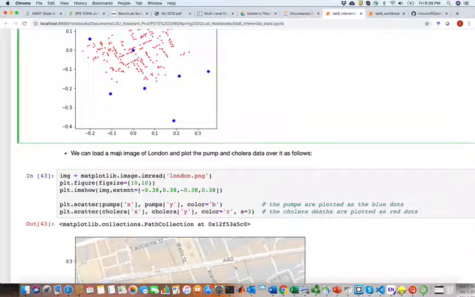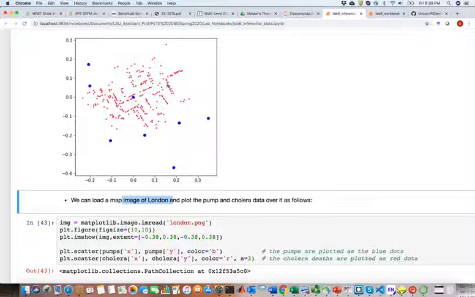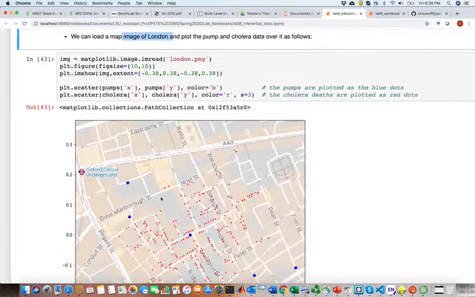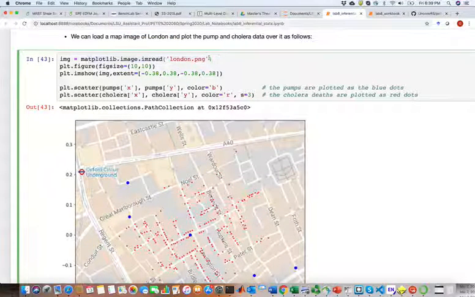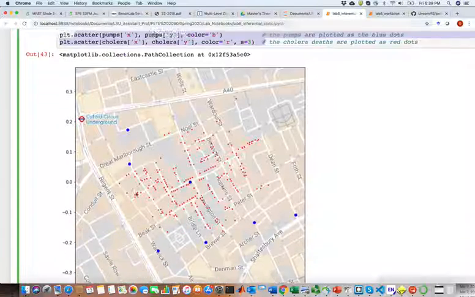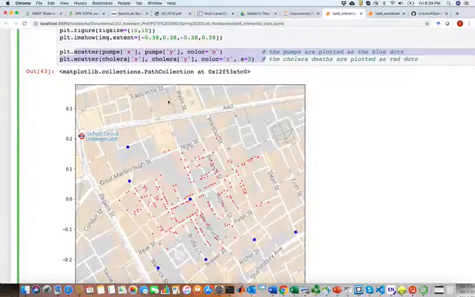We can also load a map of London and overlay these on the map so you can see where all these points correspond to. And we import the map of central London here and still plot the scatter plot over it. And this is what it looks like. So you can see the deaths line up along the streets, which is where people live.